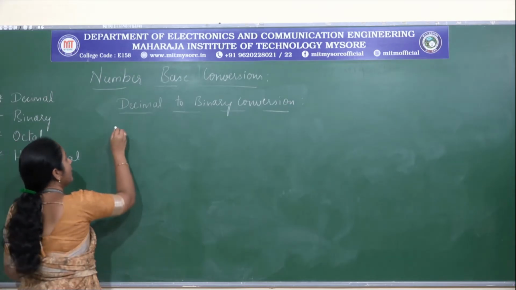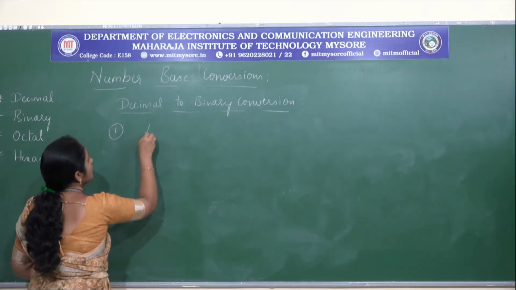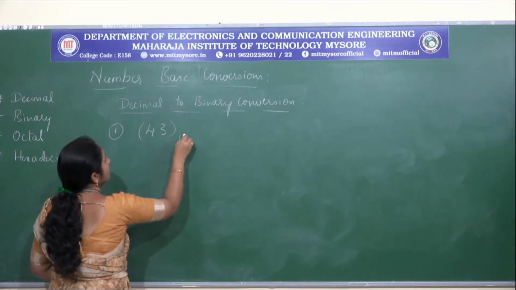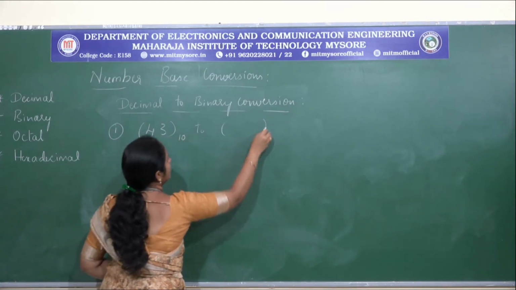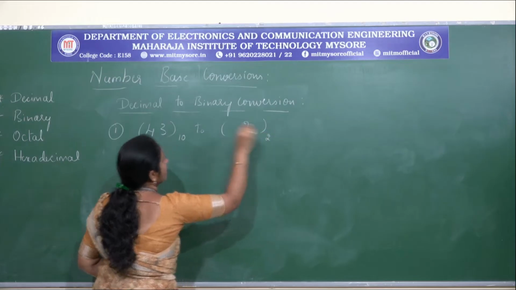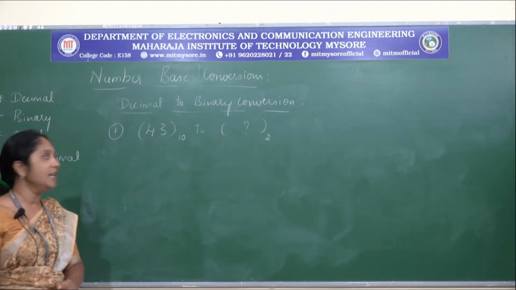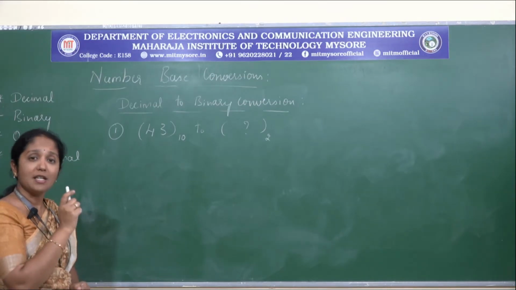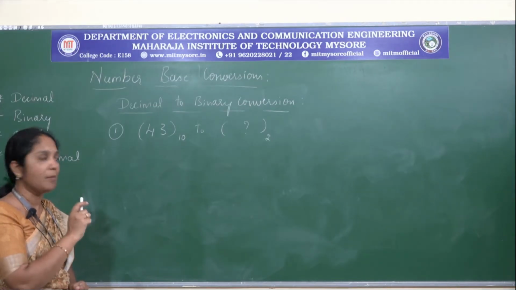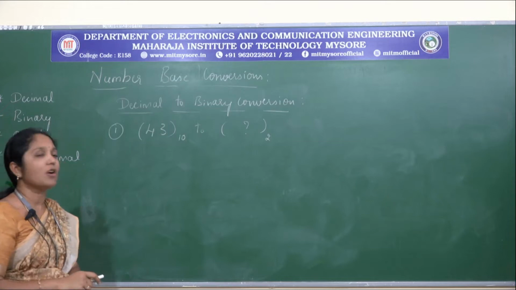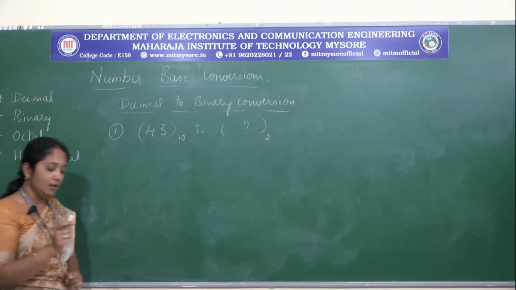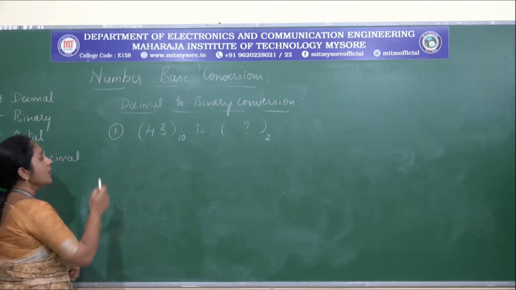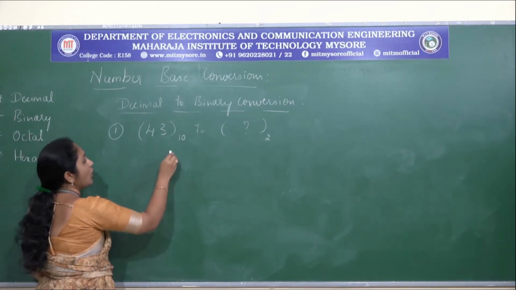As an example, let me consider, what is the equivalent of 43? The given number is in the decimal number system, that is the number is 43. We need to find out what is the equivalent of that number in the binary number system. So now 43, how to convert?